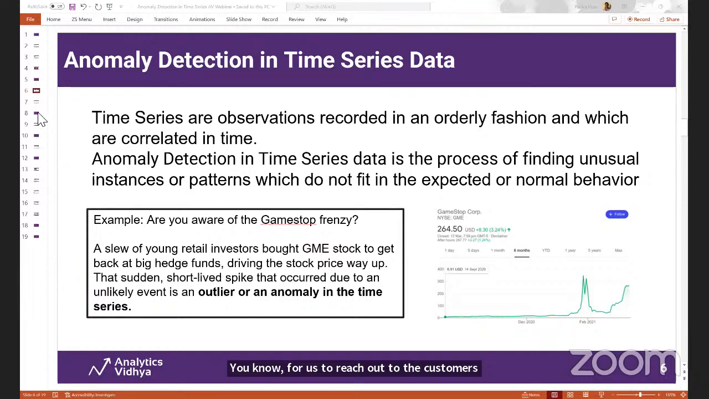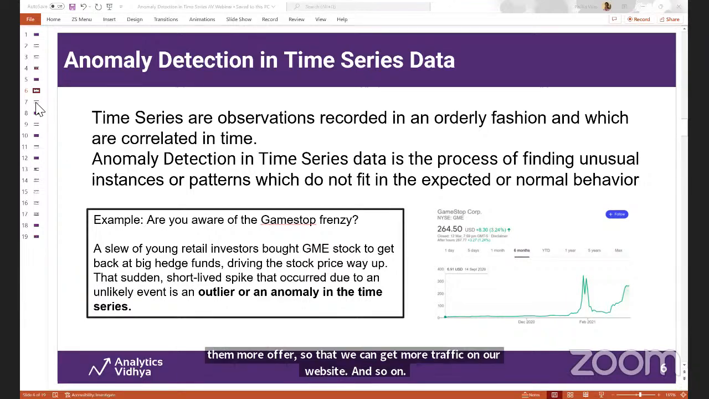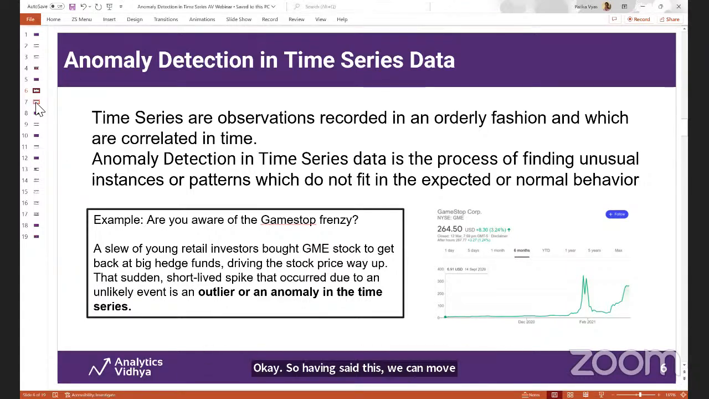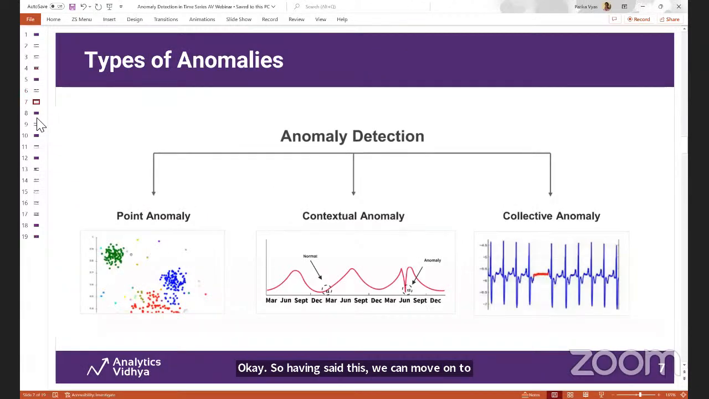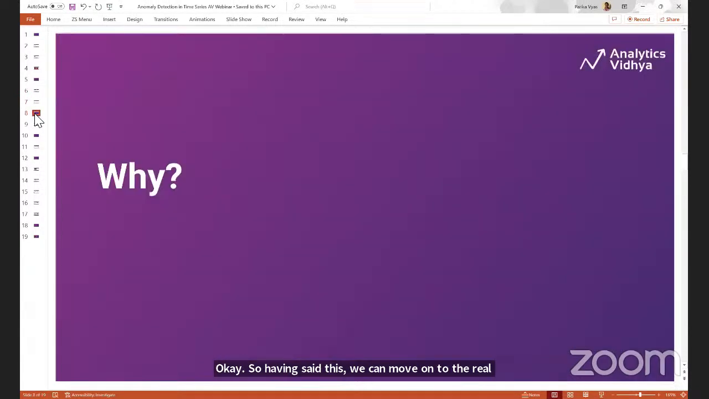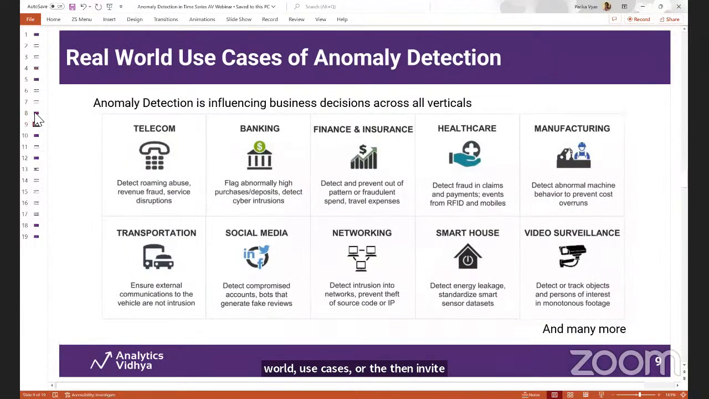Right. So having said this, we can move on to the real world use cases, or why is this anomaly detection important, right? And needless to say, anomaly detection is influencing business decisions across all verticals. Starting, as we mentioned earlier, right from manufacturing processes where sensor data is recording very critical data.